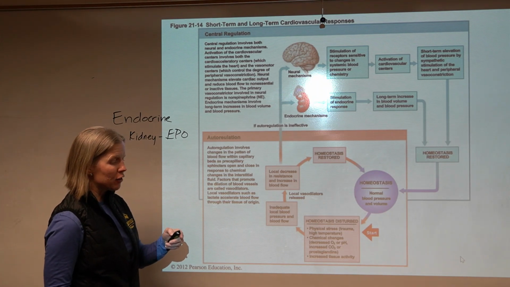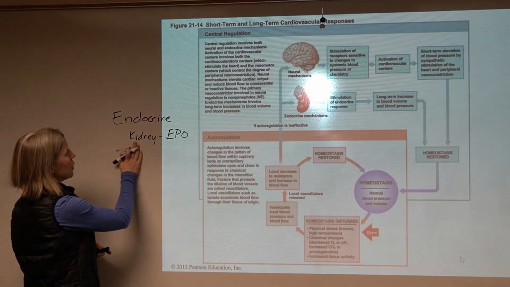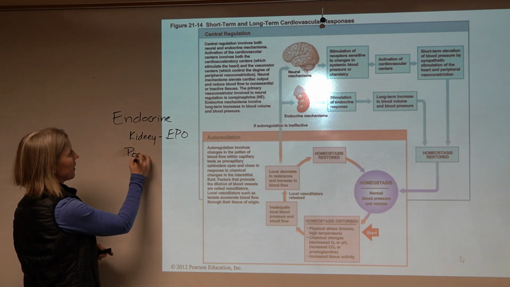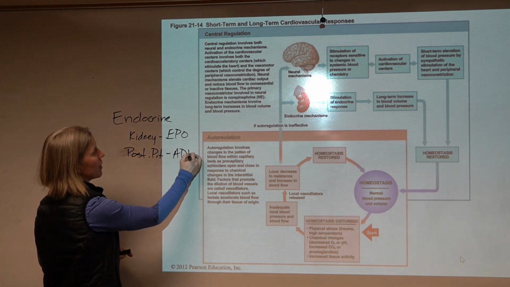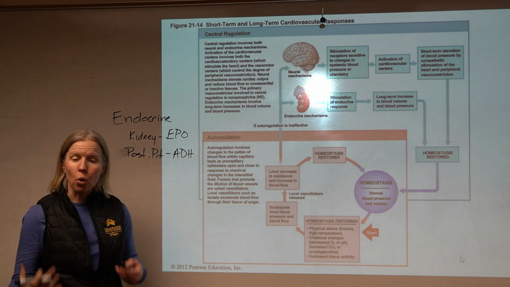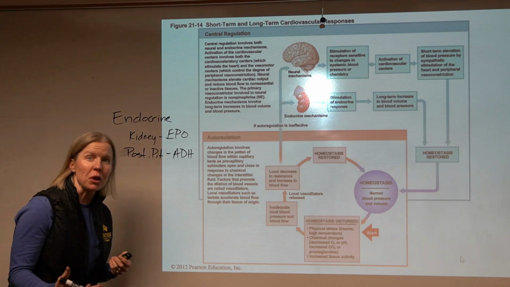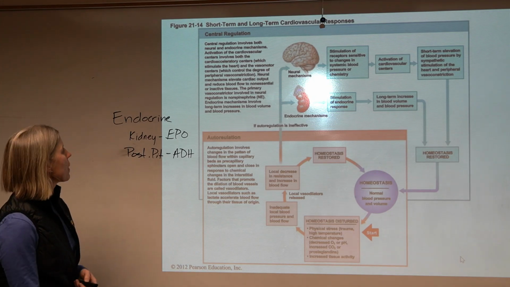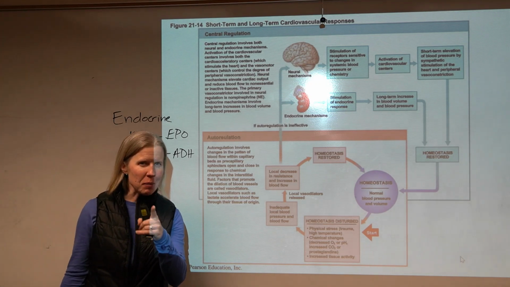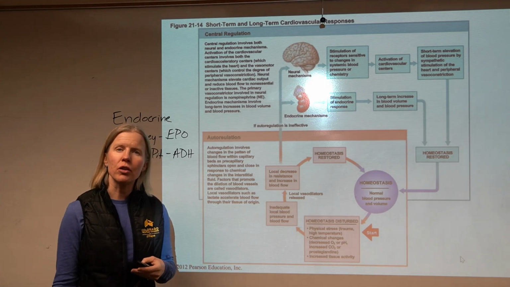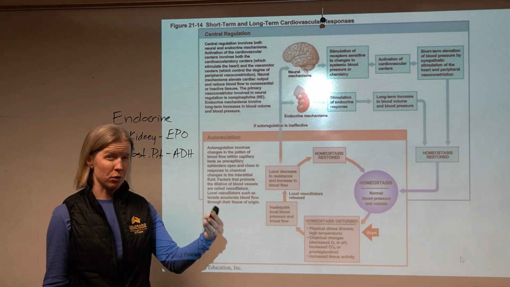You have the posterior pituitary releasing antidiuretic hormone, telling us to hold on to water and actually increase our blood volume and therefore blood pressure, right? We can use that to help perfuse organs. And I'm going to introduce at this point, it'll be back, what's called RAS, the renin-angiotensin-aldosterone system.